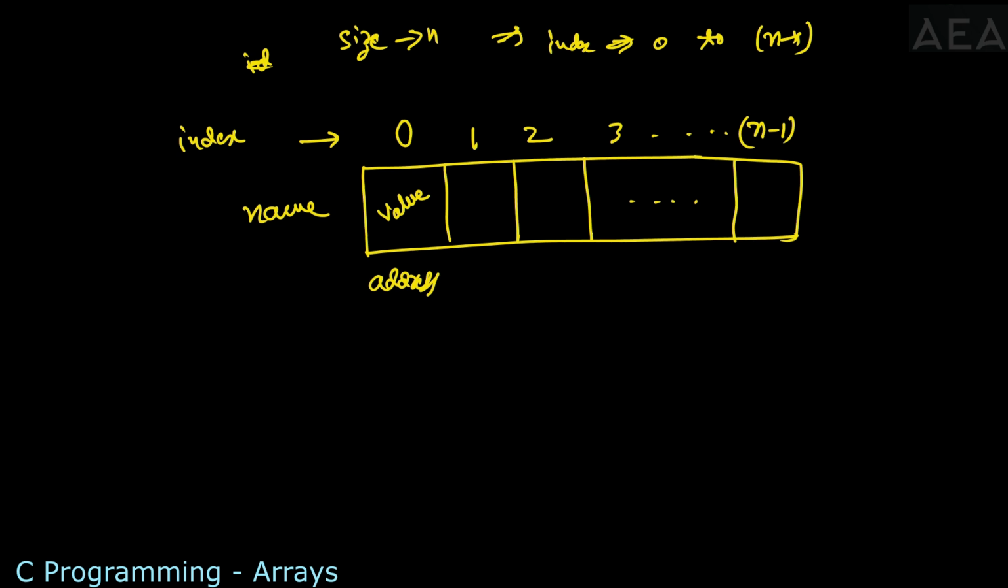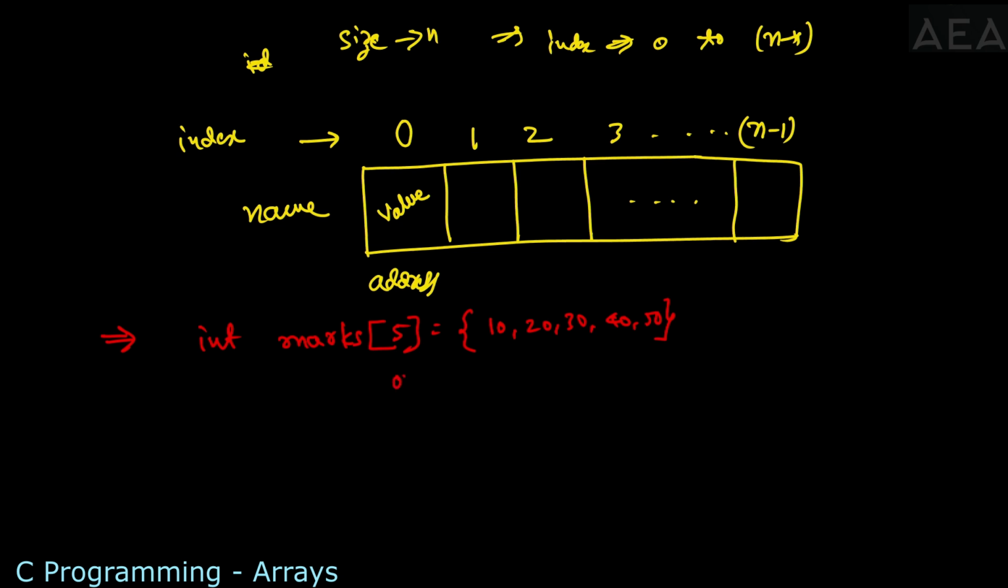Now I am taking one example. How to initialize an array? Initialization of an array. One type of initialization is like this: int marks, within the square brackets I write 5. So finally we have to write the 5 elements here. Those 5 elements I am writing now like this: 10, 20, 30, 40, 50. Totally I wrote 5 elements, right? So this is one type of initialization.